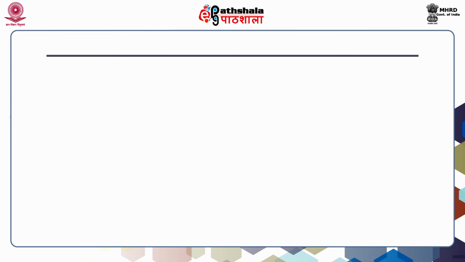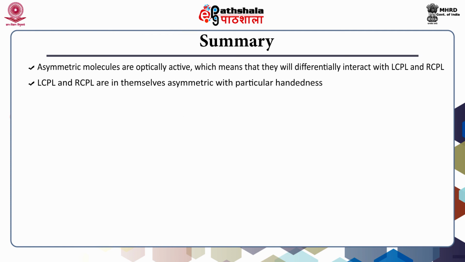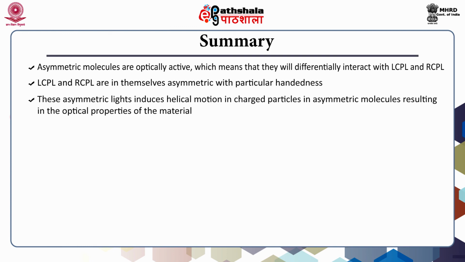So far we have covered circular dichroism and optical rotatory dispersion, and now we are reaching the end of this presentation. In the summary, what we discussed in this lecture are the following points. Asymmetric molecules are optically active, which means that they will differentially interact with two components of light, LCPL and RCPL. LCPL and RCPL are in themselves asymmetric with particular handedness. These asymmetric lights induce helical motion in charged particles in an asymmetric molecule, resulting in the optical properties of the material.